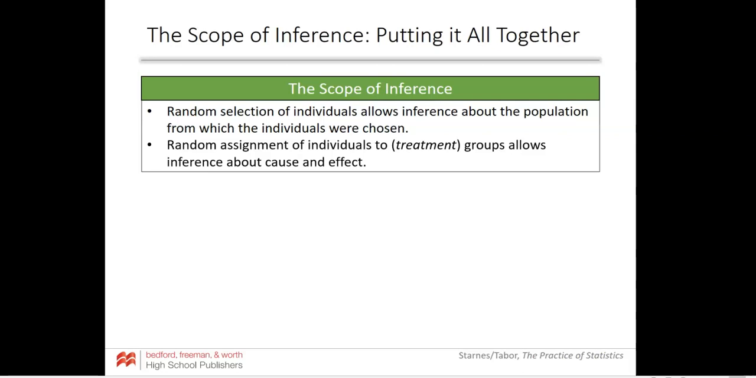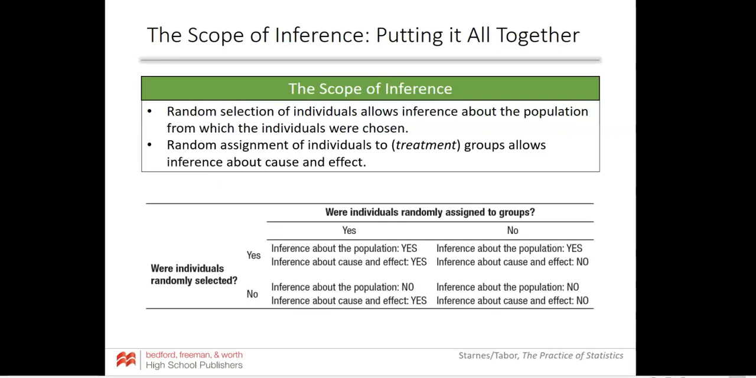We're talking about two treatment groups, right? So when you're randomly assigning, we know there's going to be roughly equivalent groups in those two treatment groups, the real group and the placebo group. And so we can make inference about cause and effect. We can actually say there's cause and effect if that's the case.